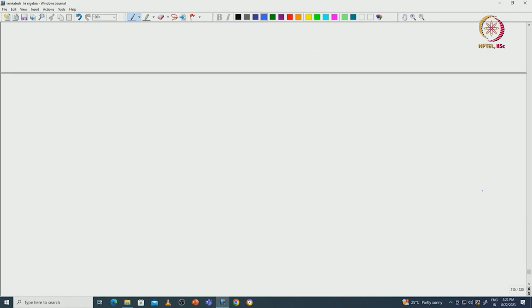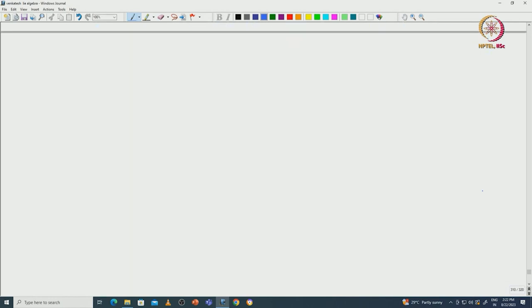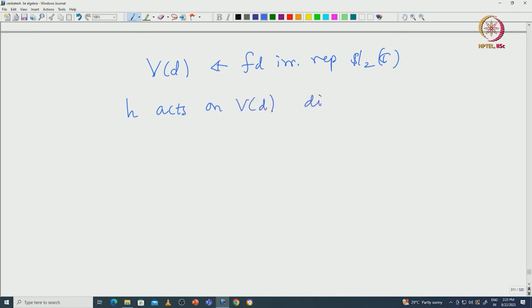Let me recall what we did for finite dimensional irreducible representations. If V_d is a finite dimensional irreducible representation of SL2C, we saw that the operator H acts on V_d diagonalizably, or semisimply, and the operators X and Y act on V_d nilpotently. These things we already observed.